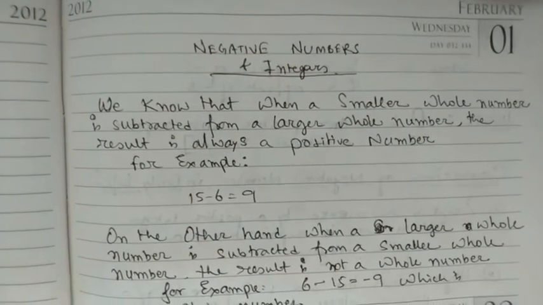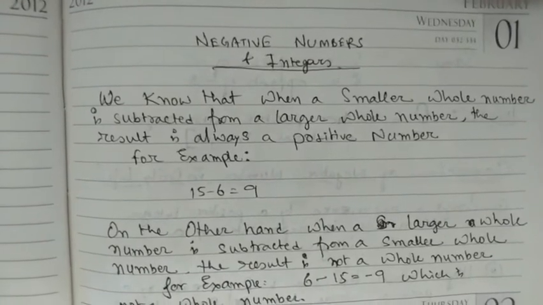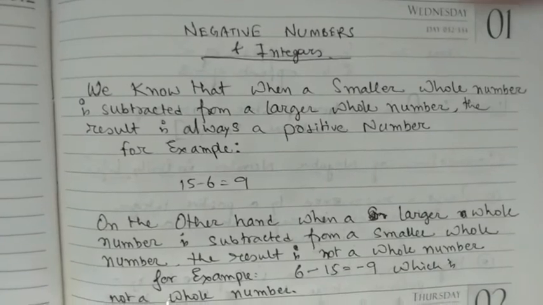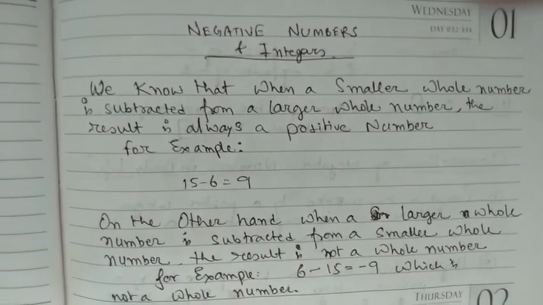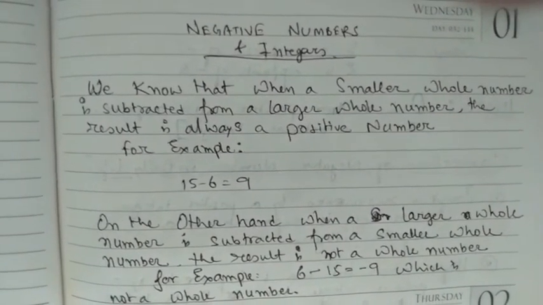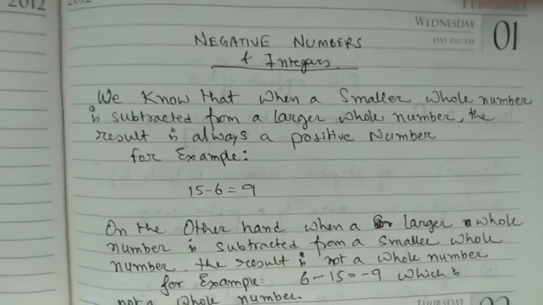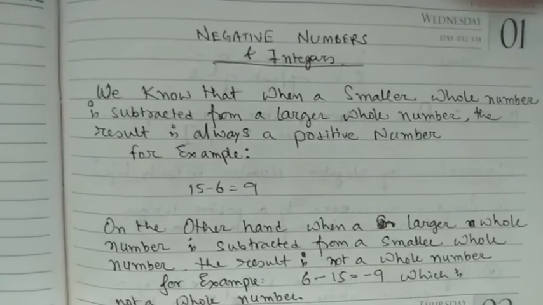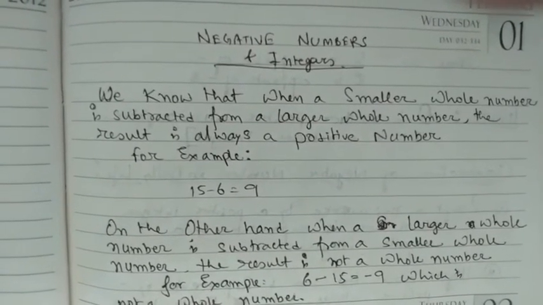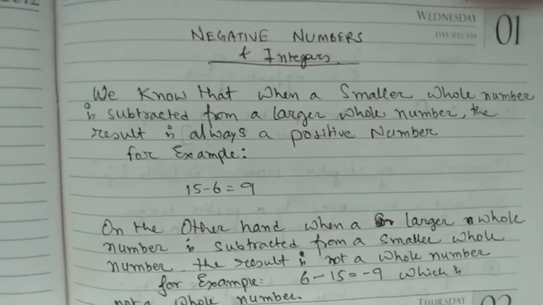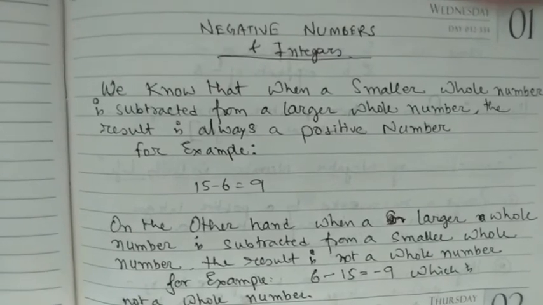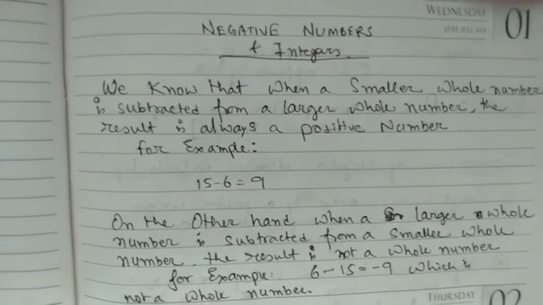At first, we should know what a negative number is and what the difference is between a negative number and a positive number. First of all, we know that when a smaller whole number is subtracted from a larger whole number, the result is always a positive number. Yes, 15 is a greater number and 6 is a smaller number. So, when we subtract 6 from 15, the result is 9, and 9 is a positive number.